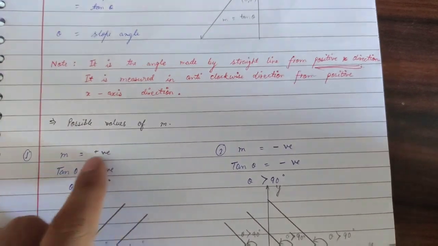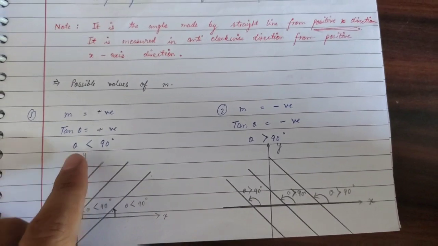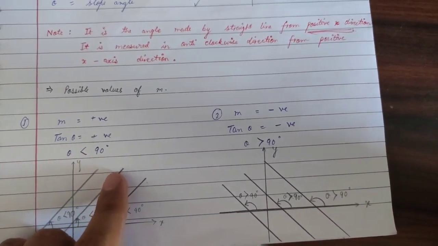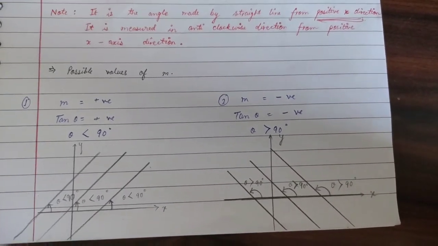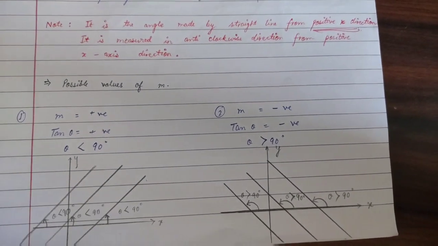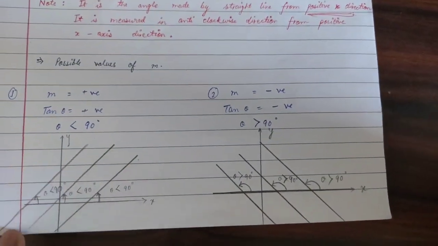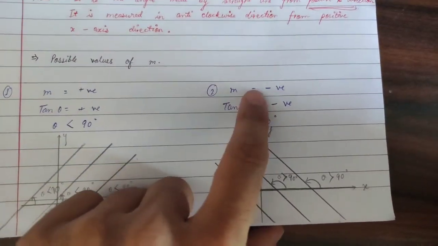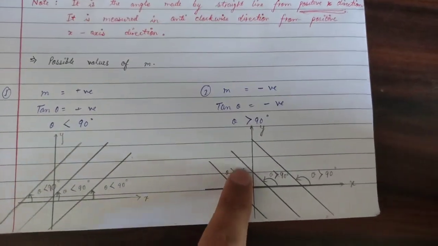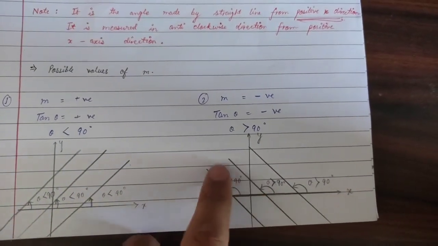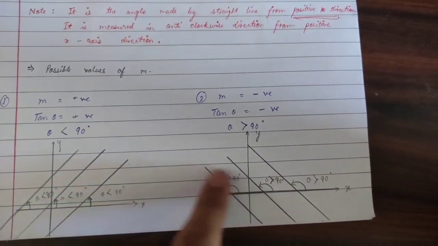Now the possible values of m. When m is positive, tan theta will be positive, which means theta will be less than 90 degrees, because from the ASTC rule we know that in the first quadrant all the angles are positive. So when m is positive, theta will be less than 90 degrees, and the line will be like this. When m is negative, theta will be greater than 90 degrees, so the line will be like this, because the y and x axes are perpendicular to each other, and if it crosses it, then it is greater than 90 degrees, so the line will be like this only.